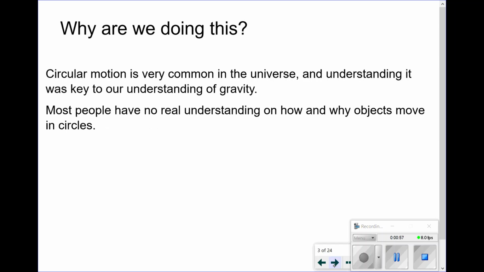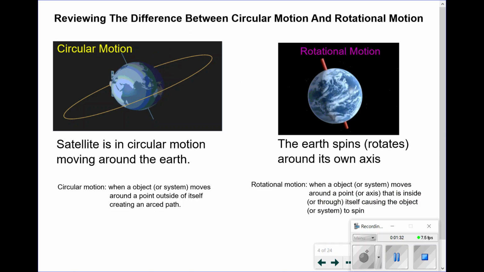Why are we doing this? Because circular motion is a very common form of motion that's in the universe, and understanding this kind of motion was key to our development and understanding of gravity, as well as how the universe operates. Most people also have no real understanding of how and why objects move in circles. There are a lot of misconceptions out there that have just been accepted, and they often cause large amounts of confusion when things don't act the way you thought they did, because you didn't understand the situation in the first place. So let's first take a look at the differences between circular motion and rotational motion.